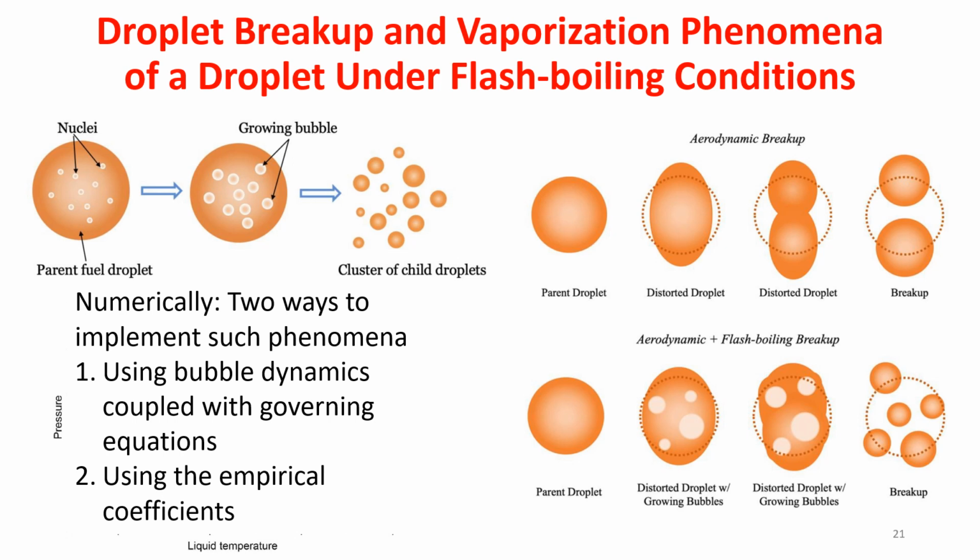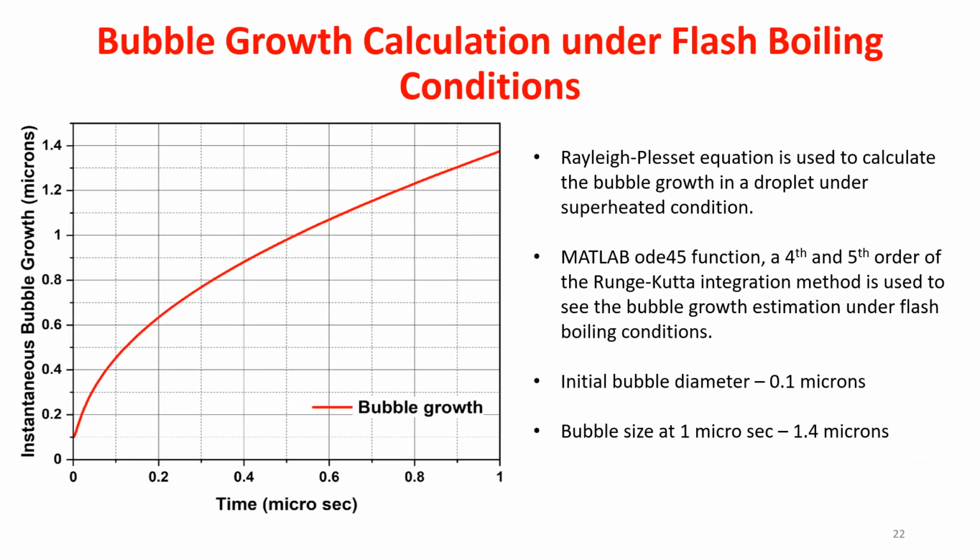Numerically, there are two ways to model the flash boiling spray. One is by considering the bubble dynamics, where the bubble dynamics equation is coupled with the governing equations, and the other is by using empirical coefficients. Firstly, we calculate the bubble growth using the Rayleigh-Plesset equation under superheated conditions, for which MATLAB code is written using the ODE45 function. As shown in the graph, the bubble grows from 0.1 micron to 1.4 microns in 1 microsecond under flash boiling conditions.